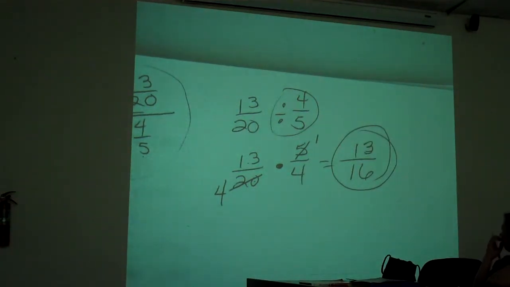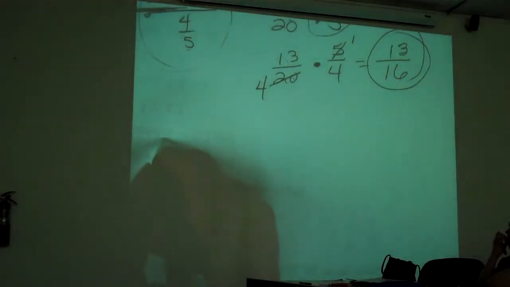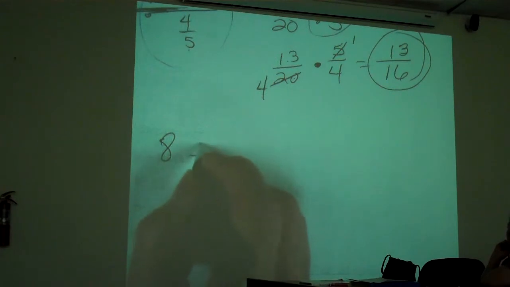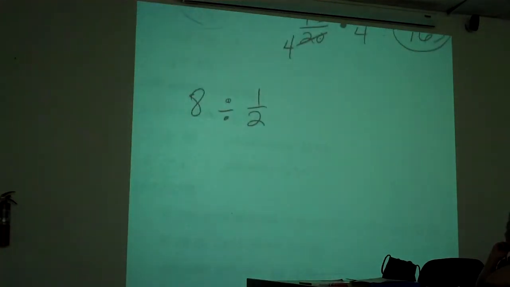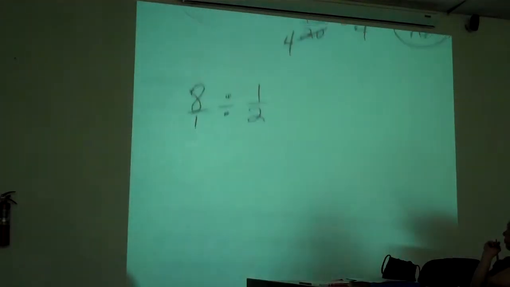If you have a whole number, so you have 8 divided by 1/2. Don't look at that and say, oh, well, I don't need to do that, it's 4. That's what it looks like it would be, right? 8 dividing it by 1/2? No, it's not going to be 4 though. 8 times 1/2 is 4. 8 divided by 1/2 is not 4.